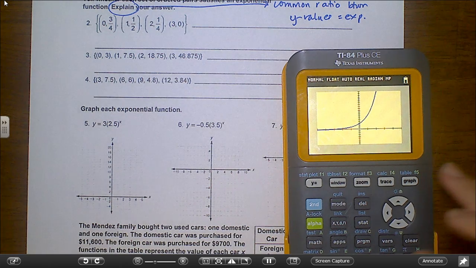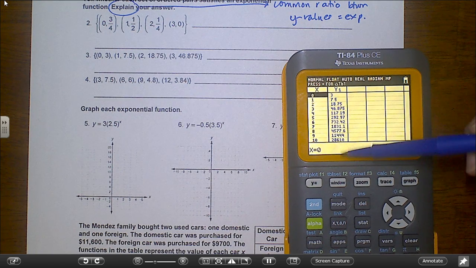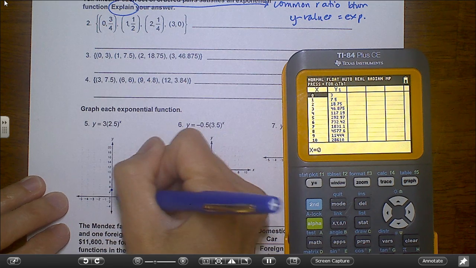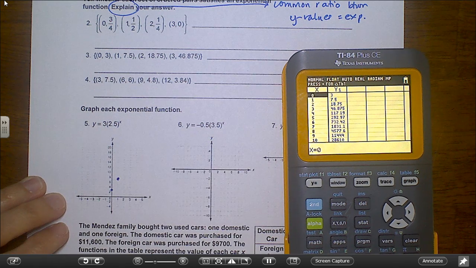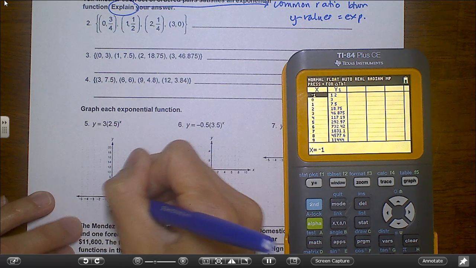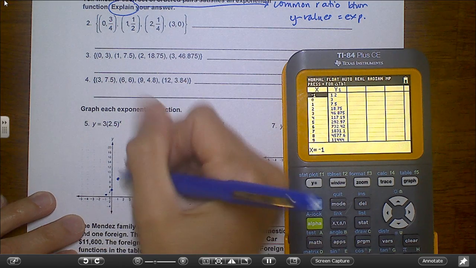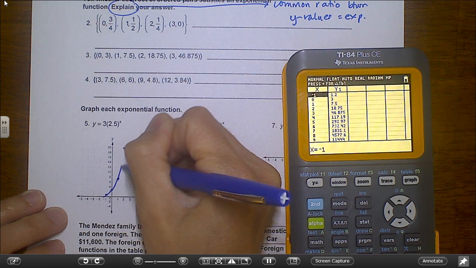Remember, if you need a table of values, you hit second graph. And you can get your table of values there. So you know, like, okay, I'm going to do 0, 3. And then 1 is going to be at 7.5. If I want to go up further, like -1 was at 1.2. 2 is at 18.75. So as long as I have enough where I can see how quickly it's growing.